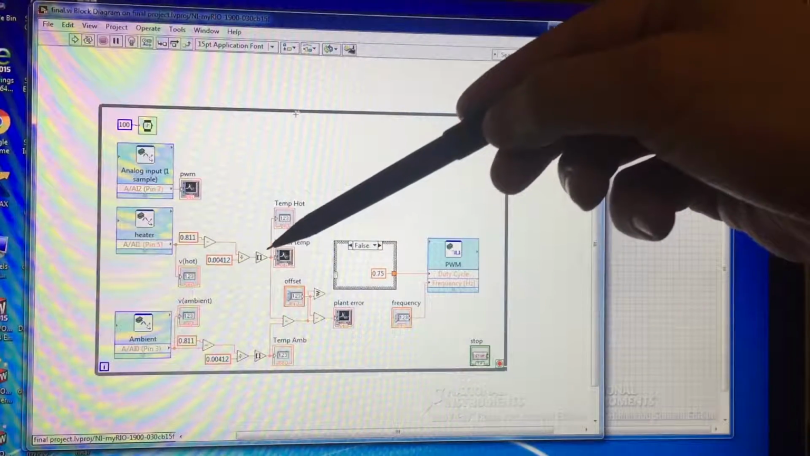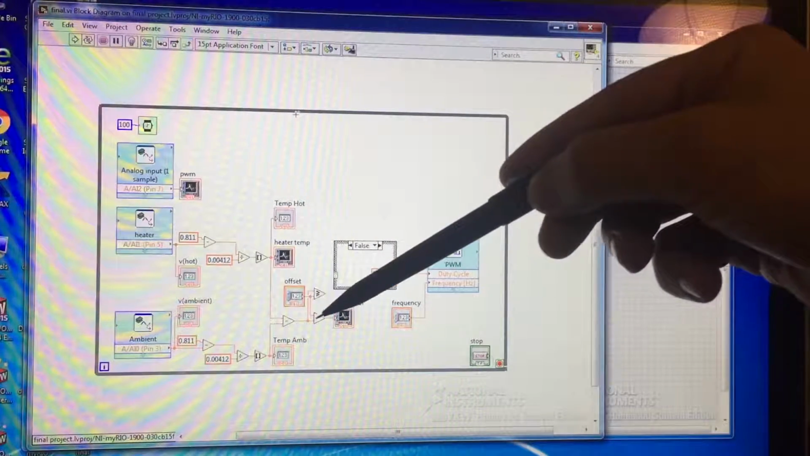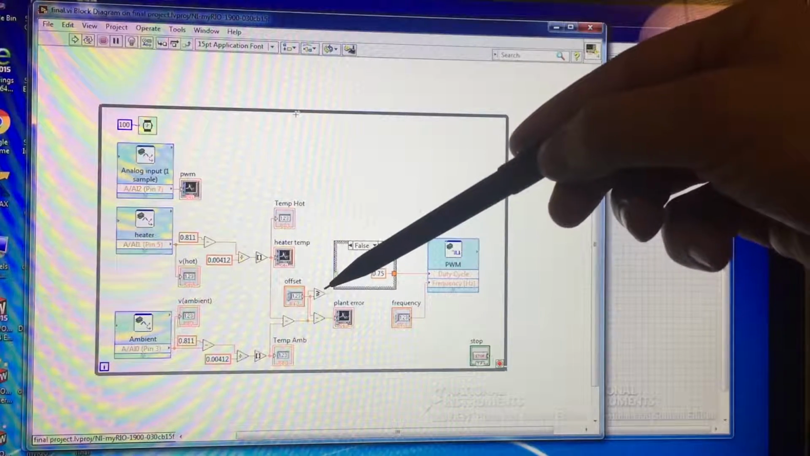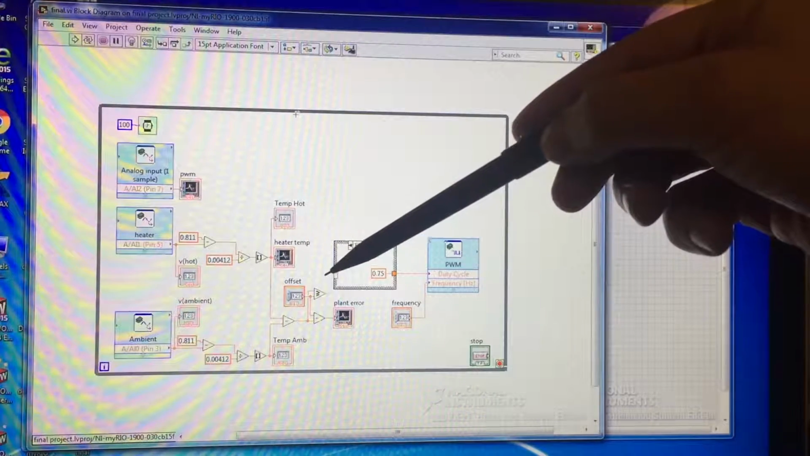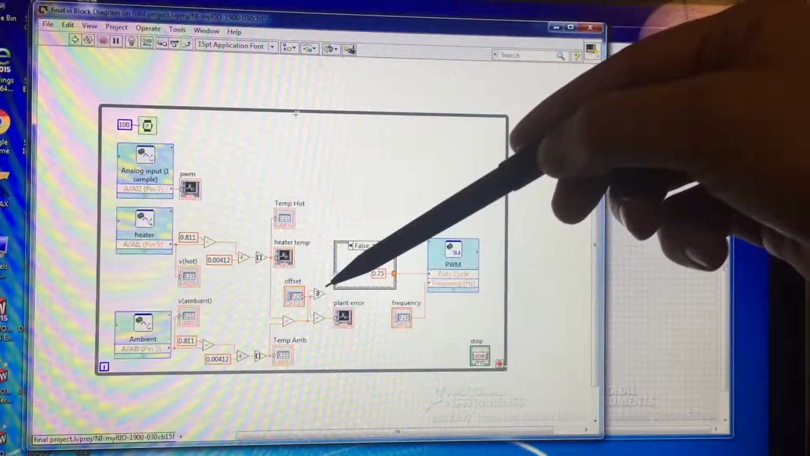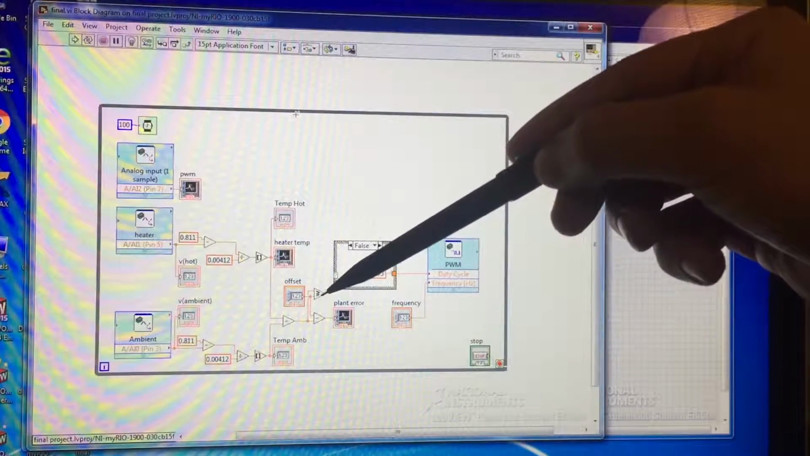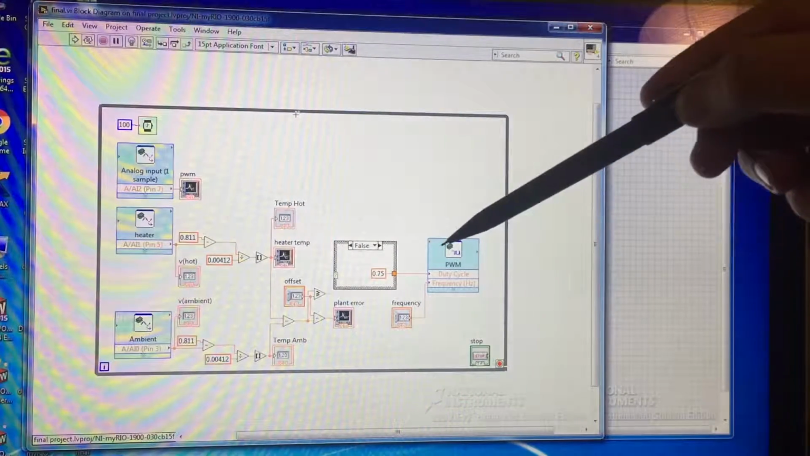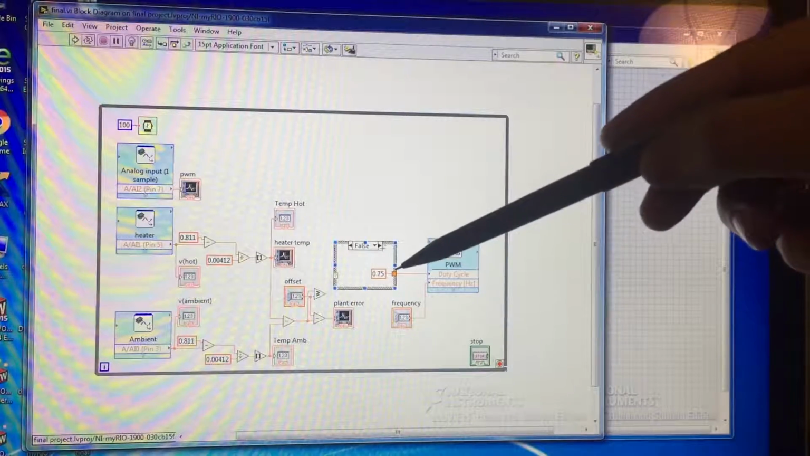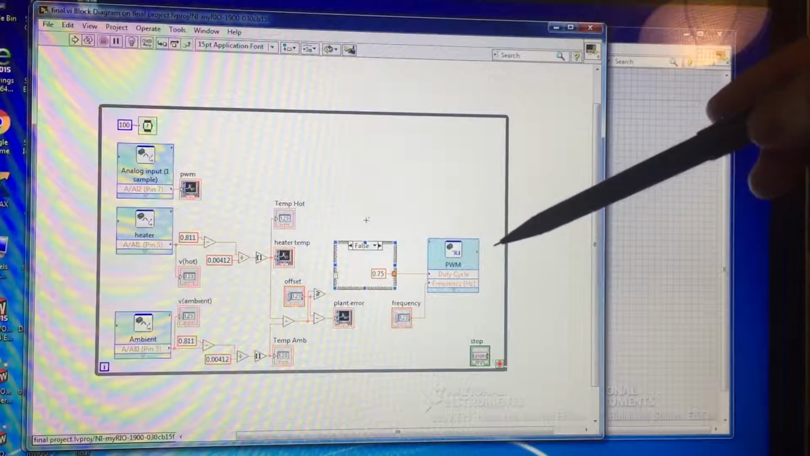Right here, we subtract the ambient from the hot, and then that is sent here and is compared to our offset. I'm sorry, we don't subtract the offset. If the difference between the two is greater than or equal to our offset, then we have 0 pulse width modulation. If it is not greater than or equal to our offset, then we get 0.75, or 75% duty cycle, to our pulse width modulation.